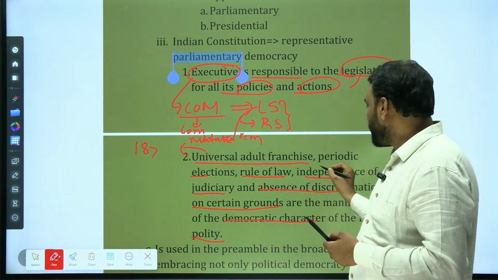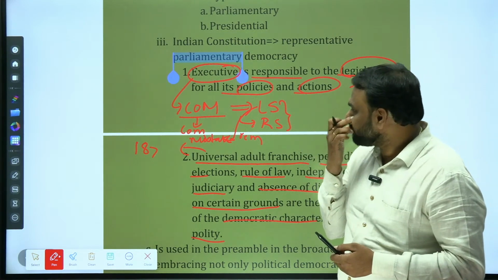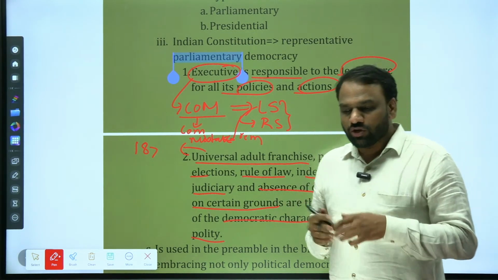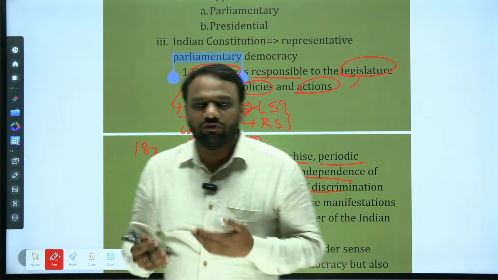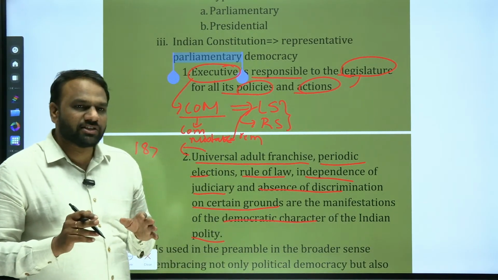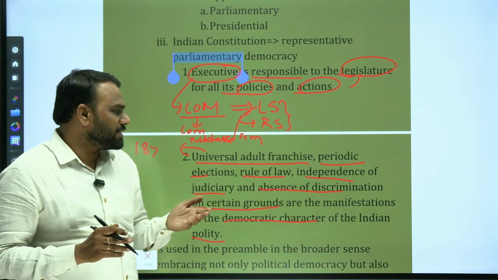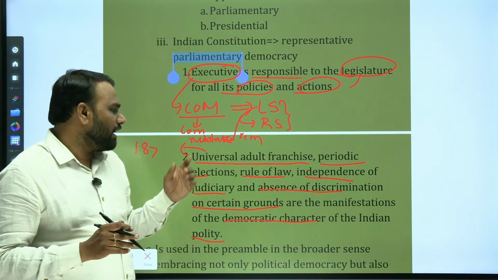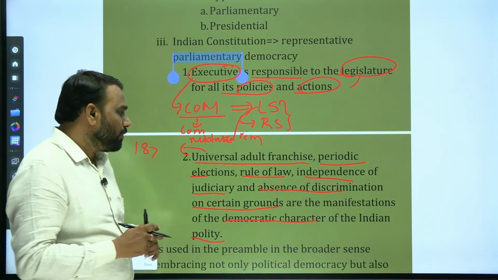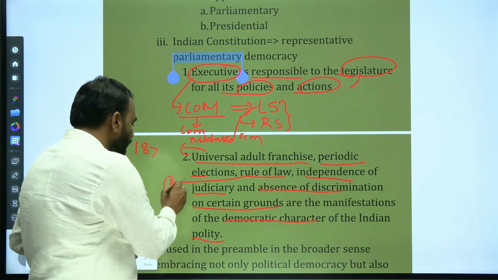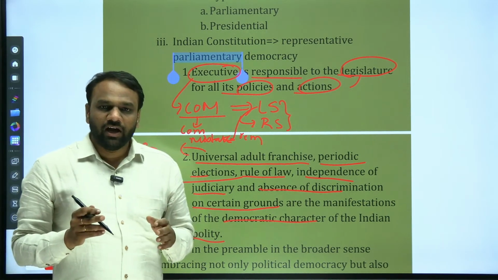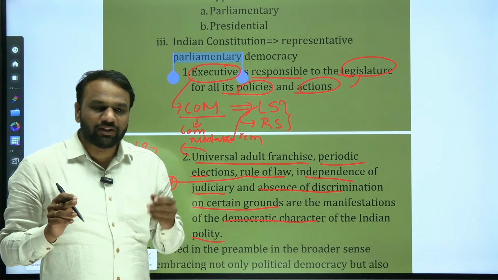Periodic elections: in this parliamentary democracy, elections normally take place every 5 years. There are also chances that elections might take place in between, but generally they take place periodically, after every 5 years. Next, what is the important feature? Rule of law. In India, whatever we are doing, everything is governed by a law.